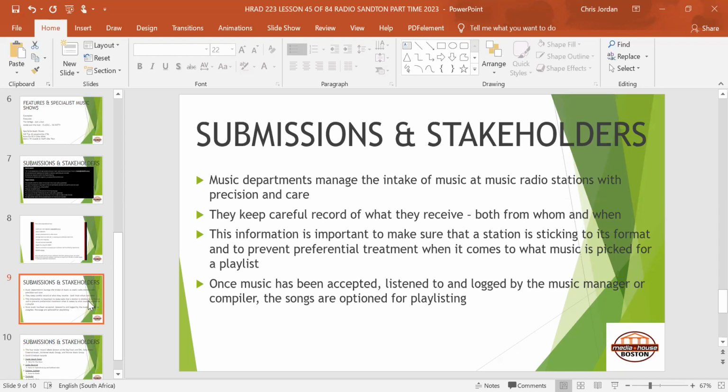And once the music has been accepted, listened to, and logged by the music manager or compiler, the songs are optioned for playlisting depending on which category they fall under. Right. When I say category, again, we saw there, like, is it recurrent? Is it something of an oldie? Is it a bubbling under? Whatever it is, right? Okay. Recurrent A, recurrent B, recurrent C.